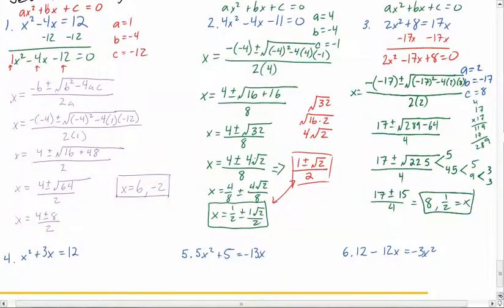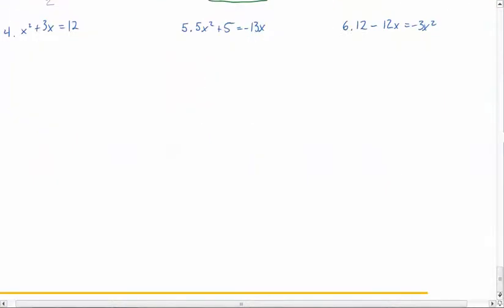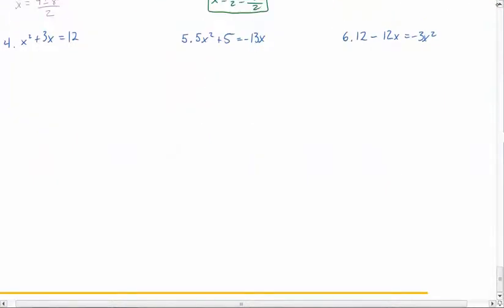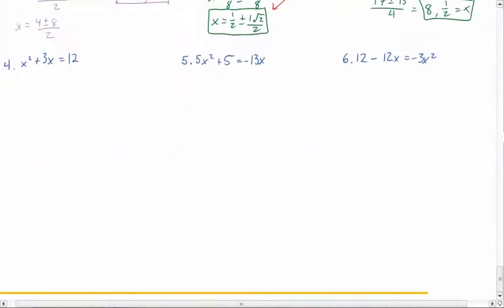Let's go on. We've got just a couple more. I'll go a little bit faster now, because hopefully you've figured out the basic idea behind it. So here we go. Get it equal to 0. Subtract the 12, and so we've got x squared plus 3x minus 12 equals 0. Then we identify a, b, and c.